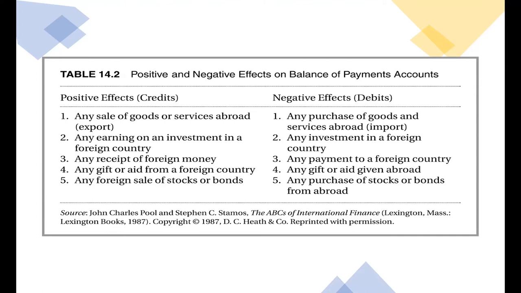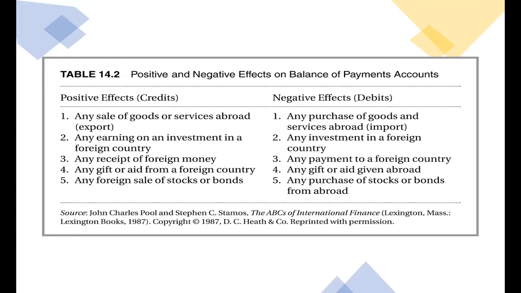Any earnings on investment, investments that residents have made in a foreign country, and they are getting earnings on that investment, that is positive to the resident country, right? So, for example, a Nigerian businessman owns an airport in the UK, and so the investment in the airport in the UK was an outflow of resources from Nigeria, but any earnings on that investment that come back into Nigeria would be recorded on the balance of payment as a credit.